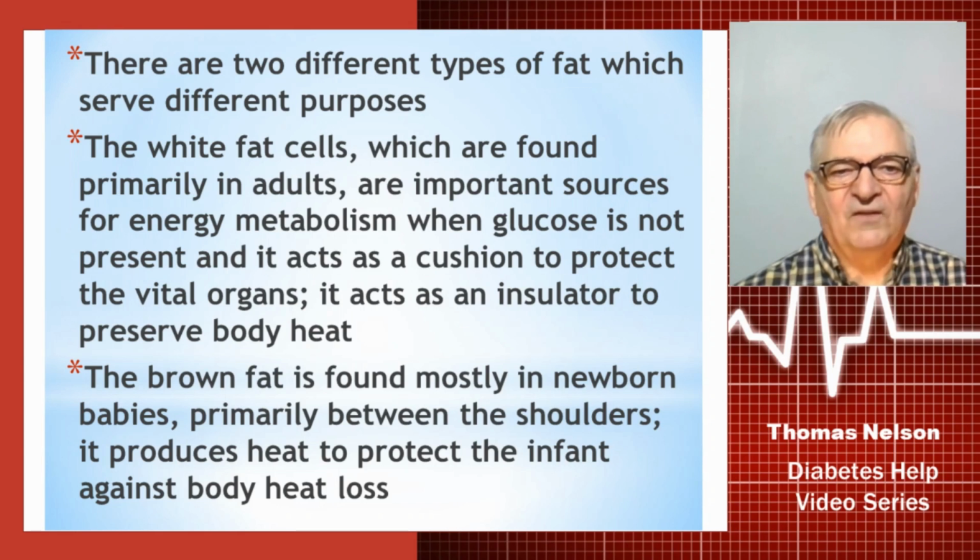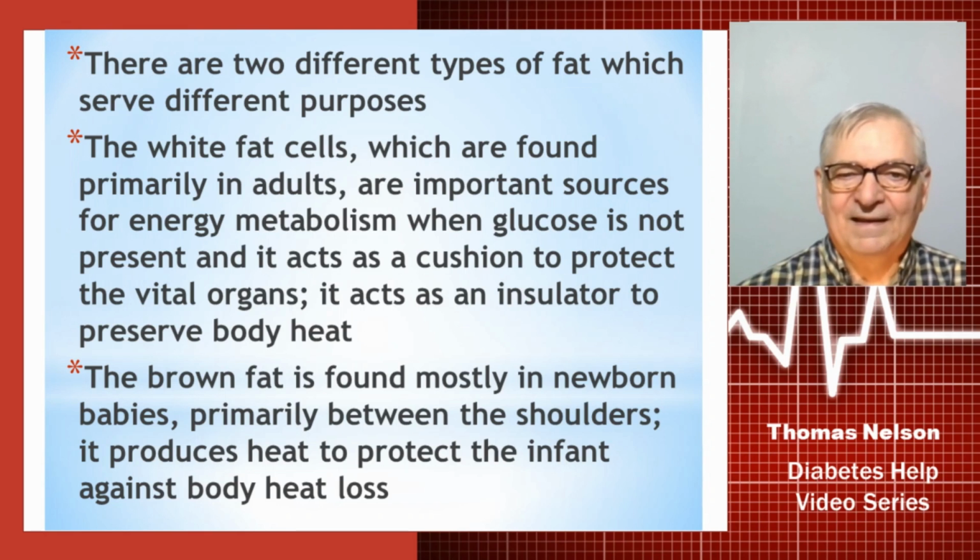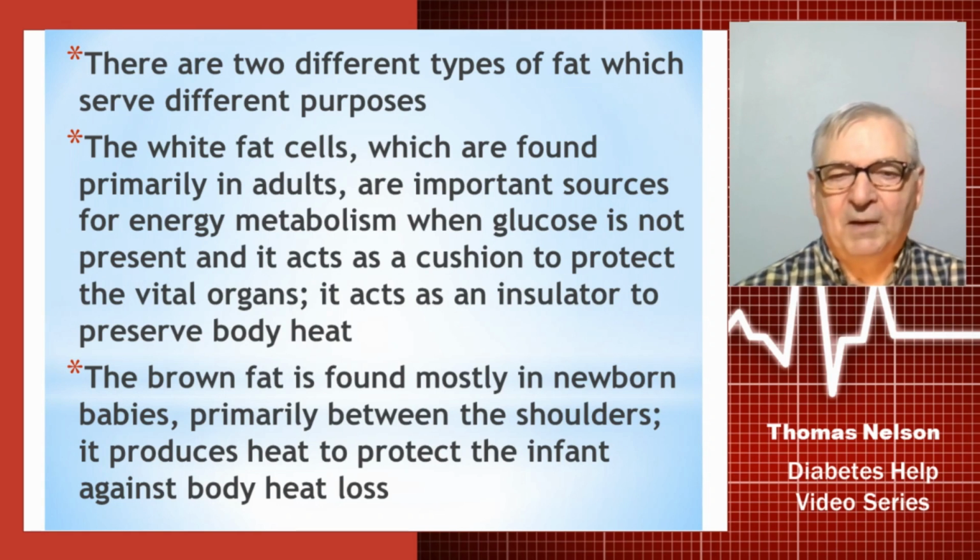So there are 2 different types of fat which serve very different purposes. Again, the white fat cells, the visceral and the adipose, which are found primarily in adults, are important sources for that energy metabolism whenever glucose isn't present, and it acts as a cushion to protect your vital organs against shock if you bump into something. It acts as an insulator also, again, to preserve your body heat.